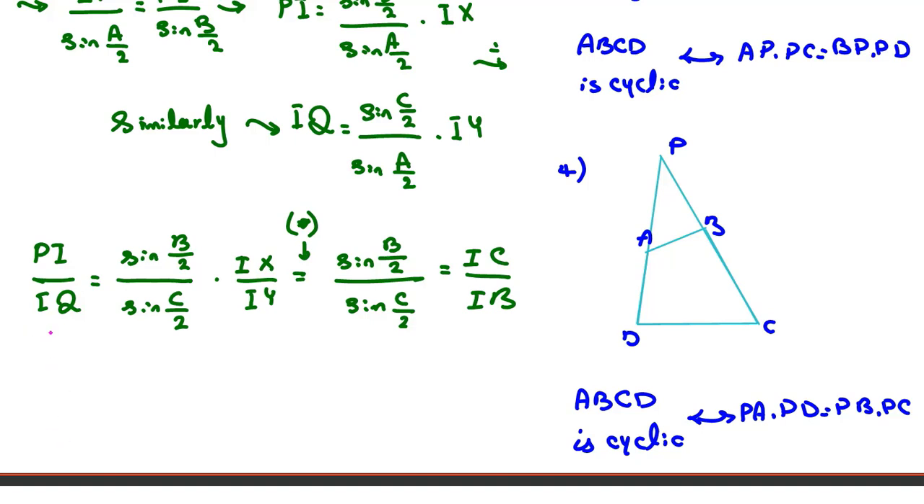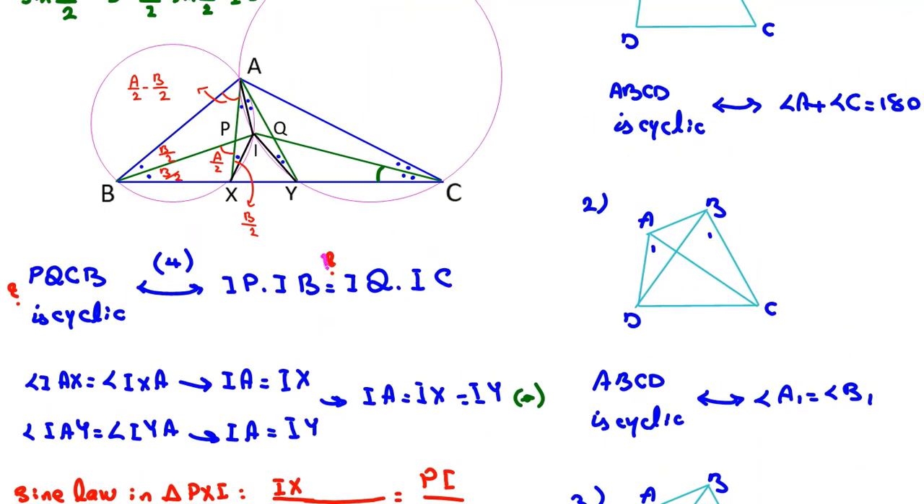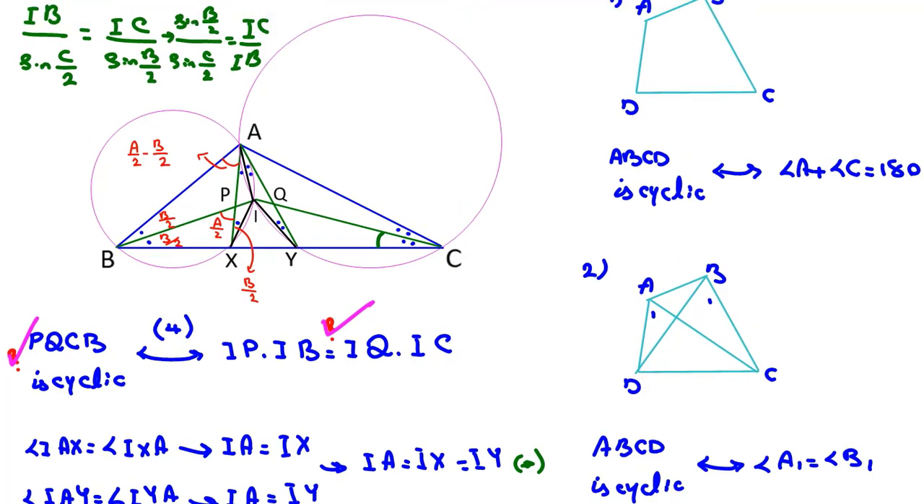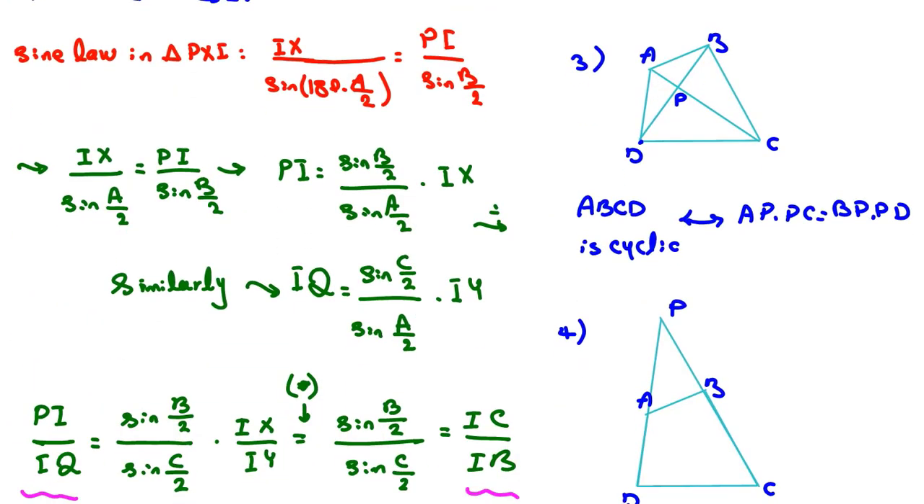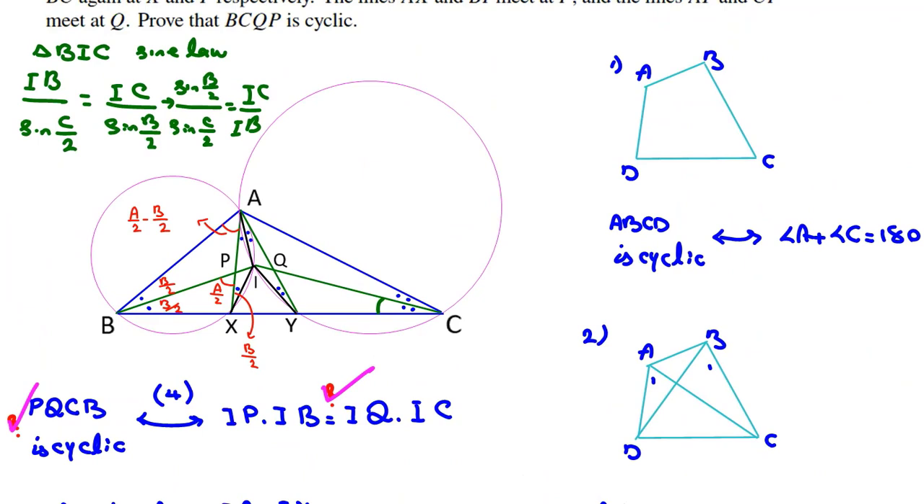Now, if we cross multiply, we consider this term, we conclude IP times IB equals IQ times IC. It was exactly the thing that we wanted. IP, IB, IQ, IC. We proved this. So by the fourth rule, we proved PQCB is cyclic.